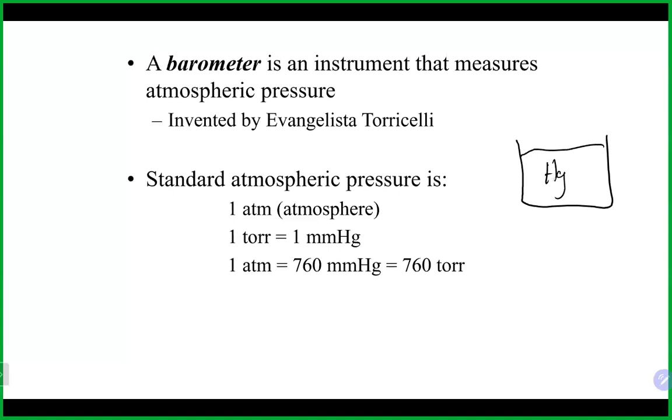But a traditional barometer is like a pool of mercury with a glass tube in the mercury. And as the atmospheric pressure pushes down on the mercury, the mercury in the tube will start to rise. And mercury is an unusual substance. It actually has a reverse meniscus. It actually goes upwards rather than downwards.